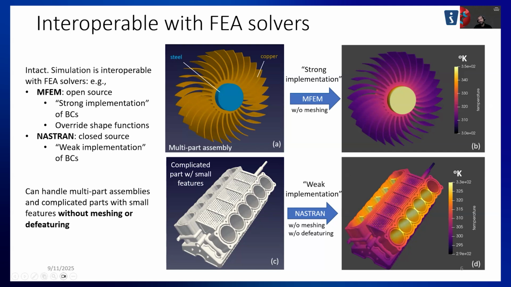So in this case, what we did is we took this part. As you can see, it has many, many tiny features. It's a nightmare to mesh. So what we did is we created essentially an equivalent model. We took this geometry, immersed it in a background grid, and then we created an equivalent model that Nastran can understand. Nastran solves it, it sends out the solution. We take the solution back and project it back on the native geometry.